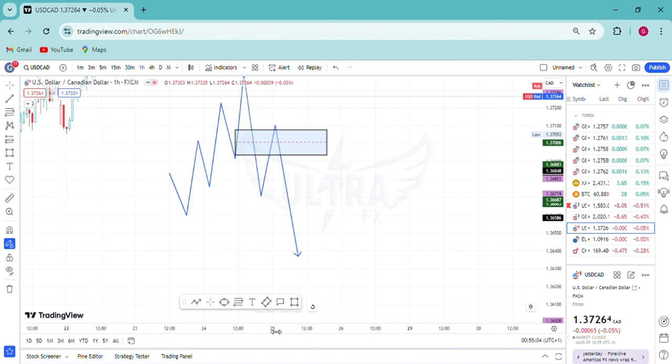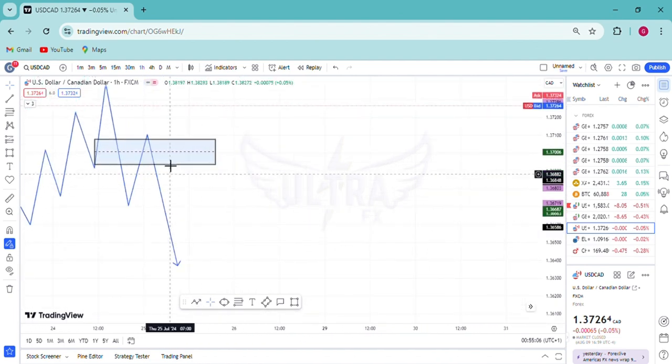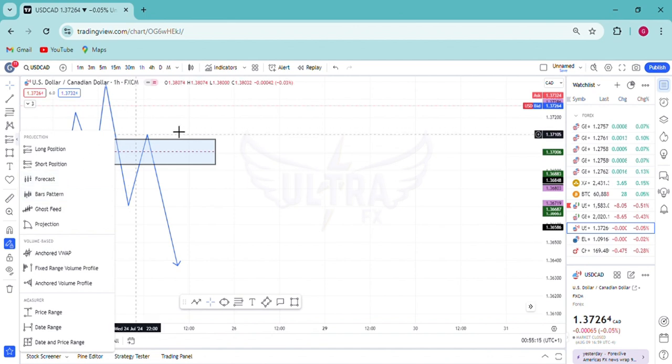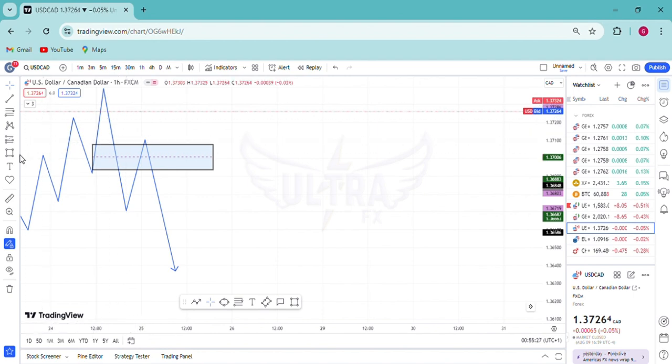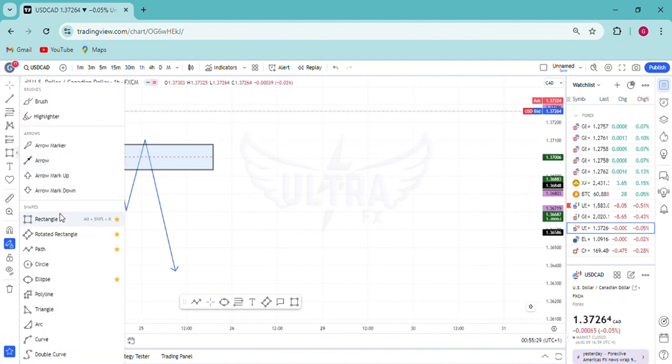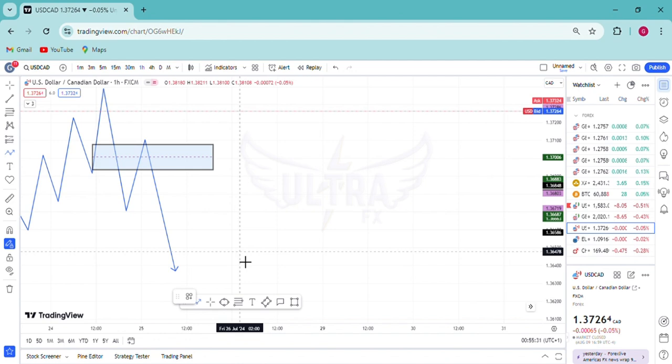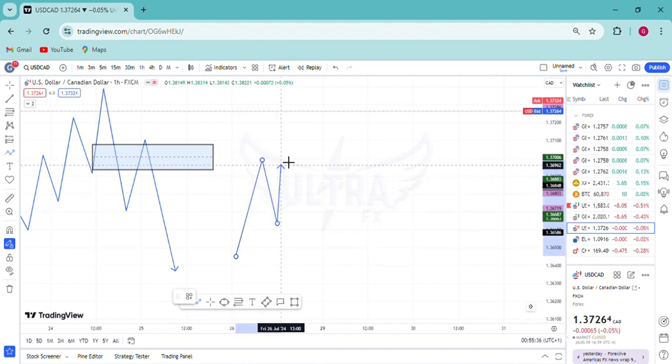Now a mitigation block is quite similar to this, as I also have that thinking: when I see a breaker, I will always say it's a breaker, and when I see a mitigation block, I tend to say it's also a breaker. So now this is a mitigation block. Let me draw it here. This is on a bearish move. So this is a mitigation block.